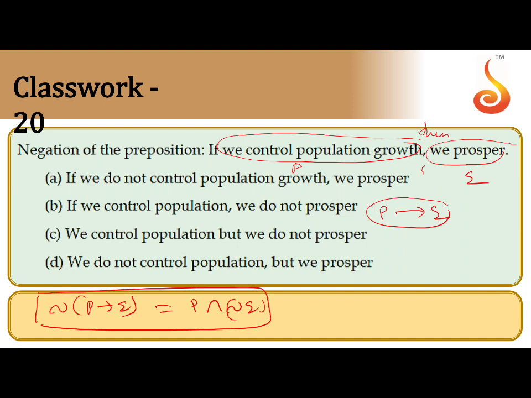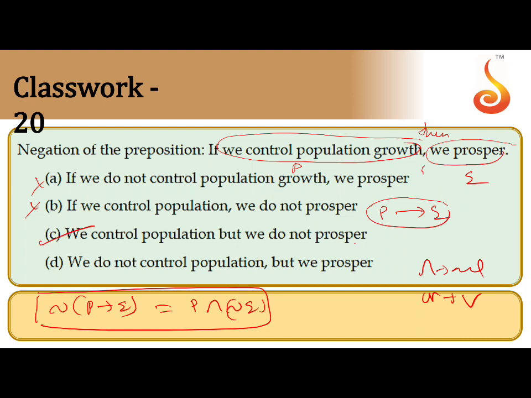We will solve many questions based on this property. Negation of P implies Q is: P remains the same, implication becomes and, and negation of Q. P remains the same means if we control the population growth, that part is the same, and the opposite of prosper is not prosper. If we control the population, we do not prosper. We should not use if, because here the and is already there, so that is ruled out. We control the population but we do not prosper.